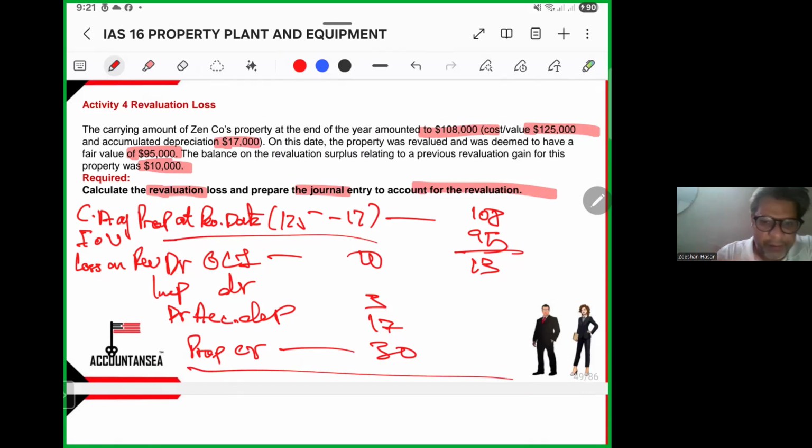So the 10,000 revaluation decrease debited to OCI is transferred to reduce the balance on the revaluation surplus in the statement of financial position. It is presented as a movement in the revaluation surplus in the statement of changes in equity. To adjust the carrying amount to the revalued amount, the accumulated depreciation is eliminated against the gross carrying amount of the asset at the revaluation date.